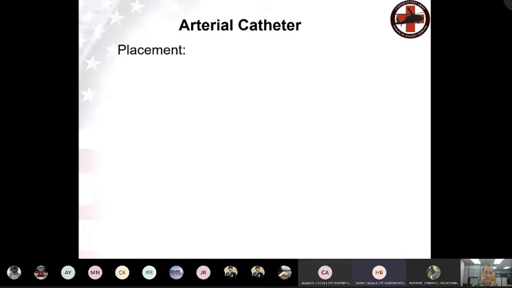And then you always have that third option, brachial. Less preferred just because it can kind of get kinked. Sometimes it works great, sometimes it doesn't. All right, great. Thanks, guys.